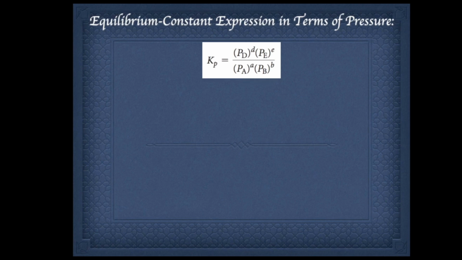Now, do keep in mind that the only state of matter, the only substances that exert a pressure are gases. So unlike the equilibrium constant expression for concentration, in which you can include both aqueous solutions and gases, when you're dealing with Kp and pressure, the only substances that you will include here are going to be gases. So if you have a solid, a liquid, or an aqueous solution, you will not include them in this expression.